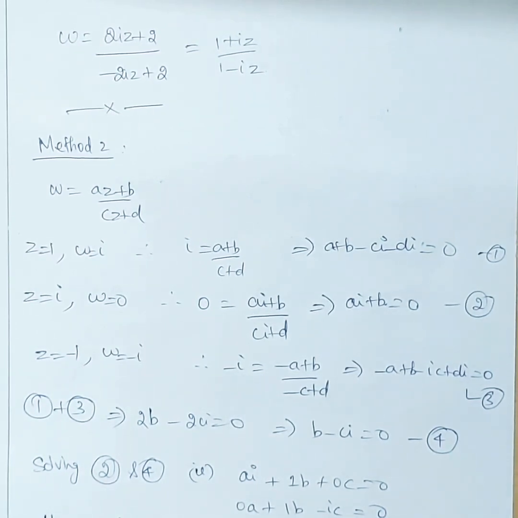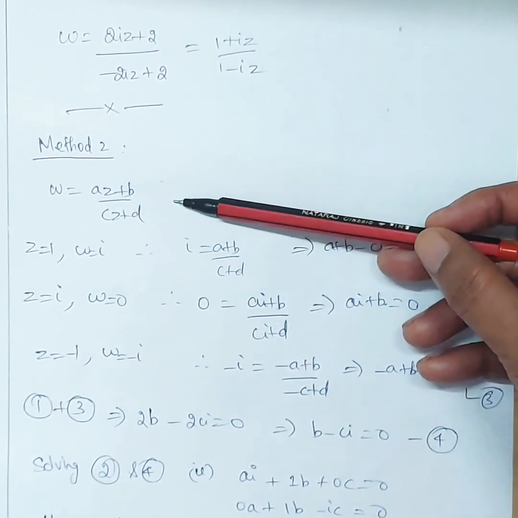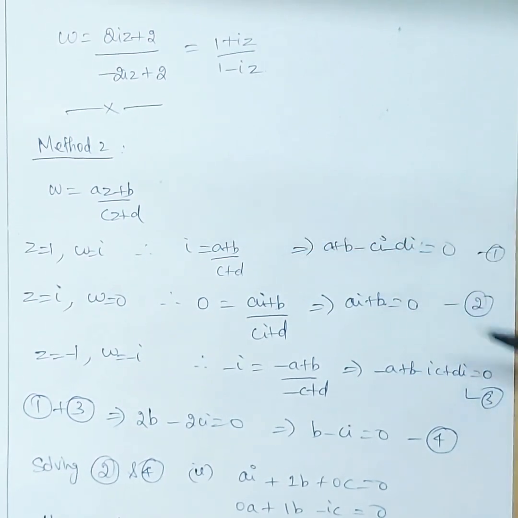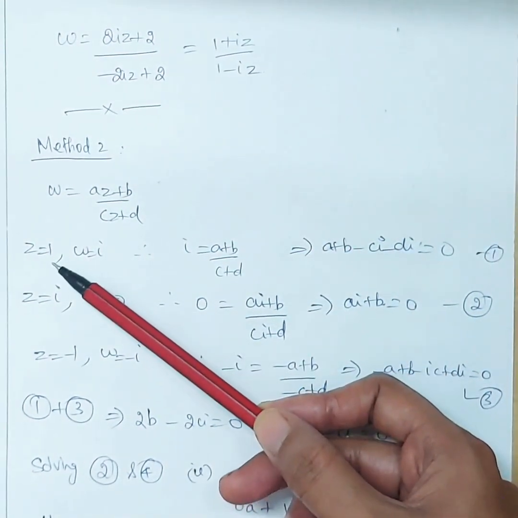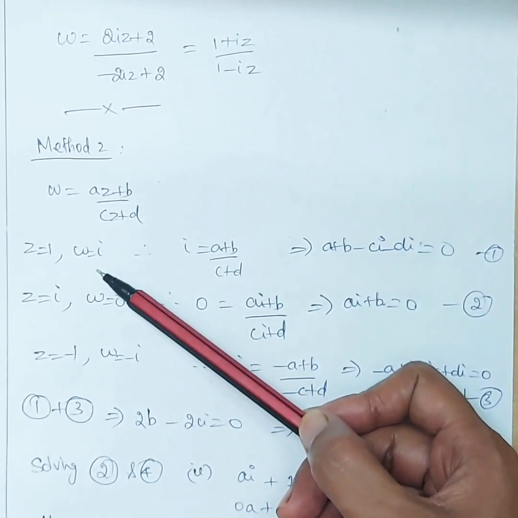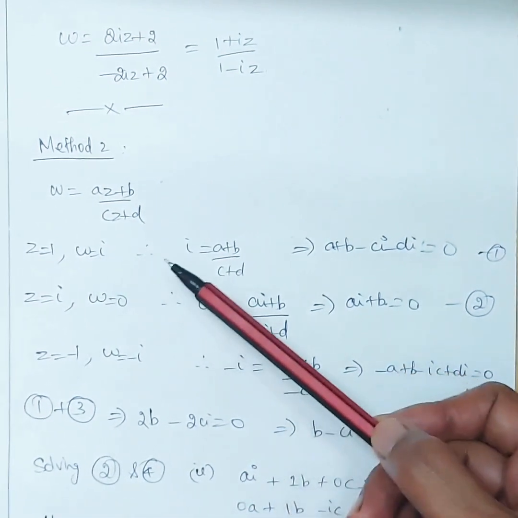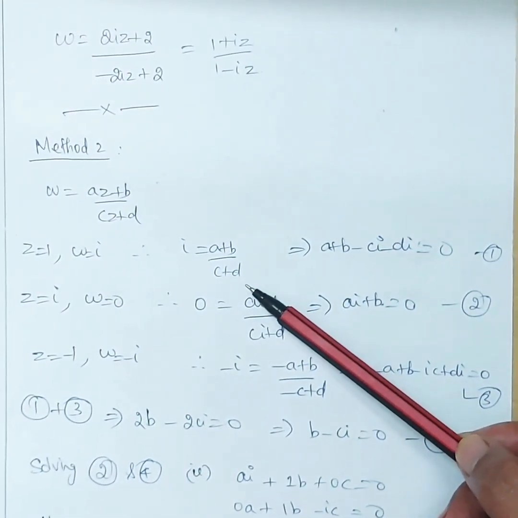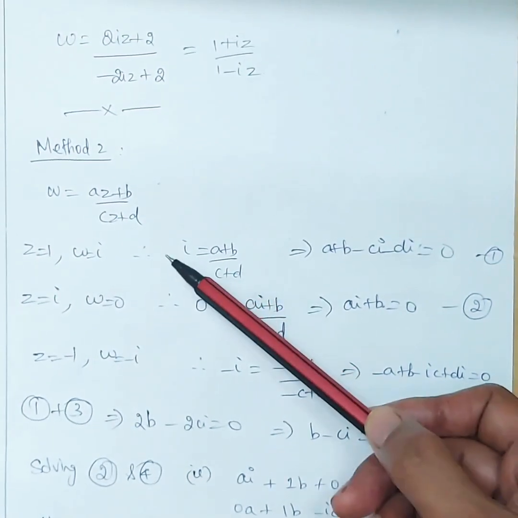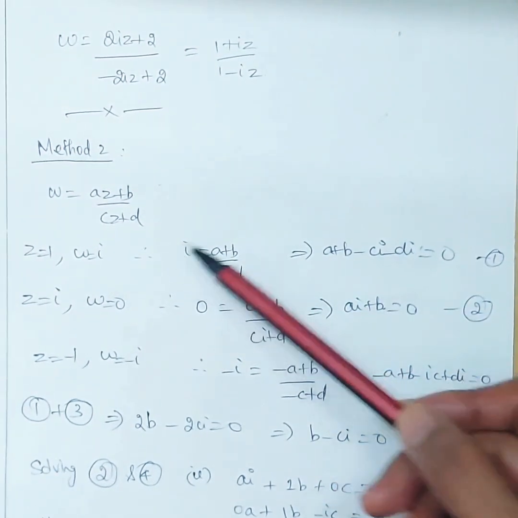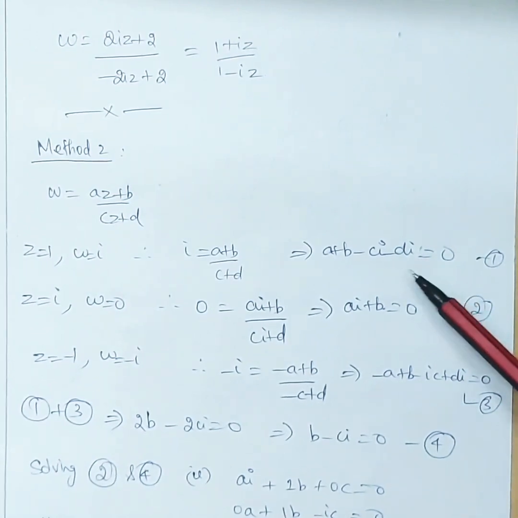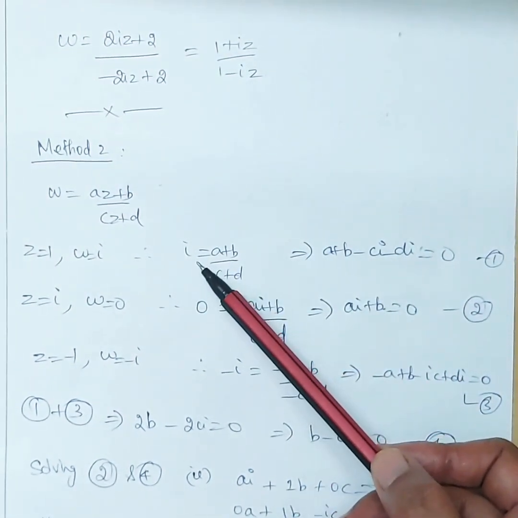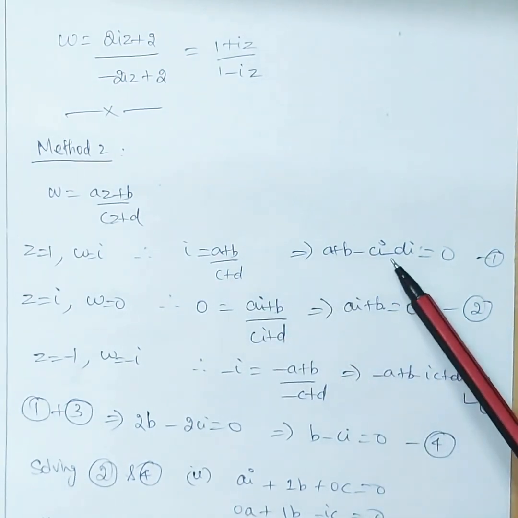Okay, we are going to solve the same problem in method 2. First we used cross ratio, right? Now we are just going to use the formula W is equal to (AZ plus B) by (CZ plus D). What is first? Z1 is 1 and W1 is I. So you are going to substitute I in the place of W and 1 in the place of Z1. So this is the first equation, cross multiply. So A plus B is equal to IC plus ID. So bring this to the other side, we will get a negative sign. So A plus B minus IC minus ID is equal to 0. This is equation 1.